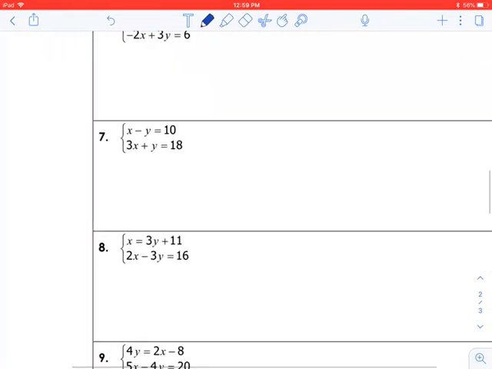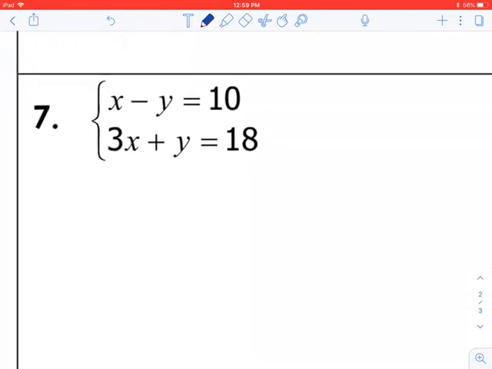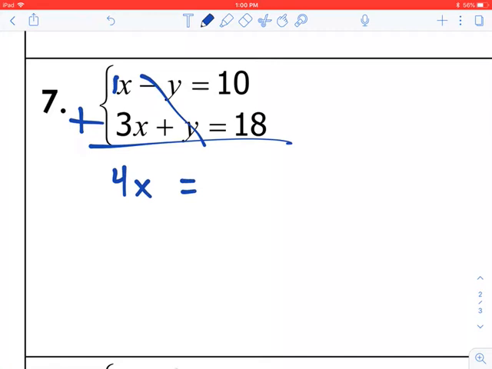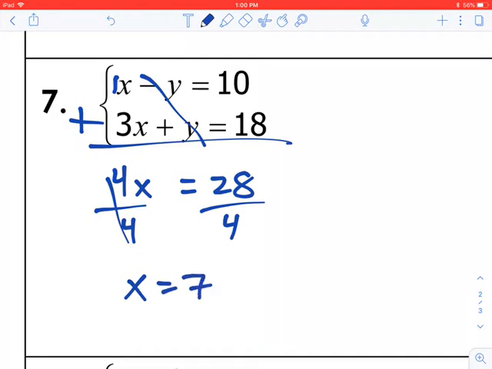Okay. So for number 7, again, look at what you have. x and 3x, not opposites. y and negative y, already opposites. So again, I don't need to change anything here. I can just go ahead and add. The y's cancel. 1 plus 3 is 4x equals 28. Divide by 4. x equals 7.